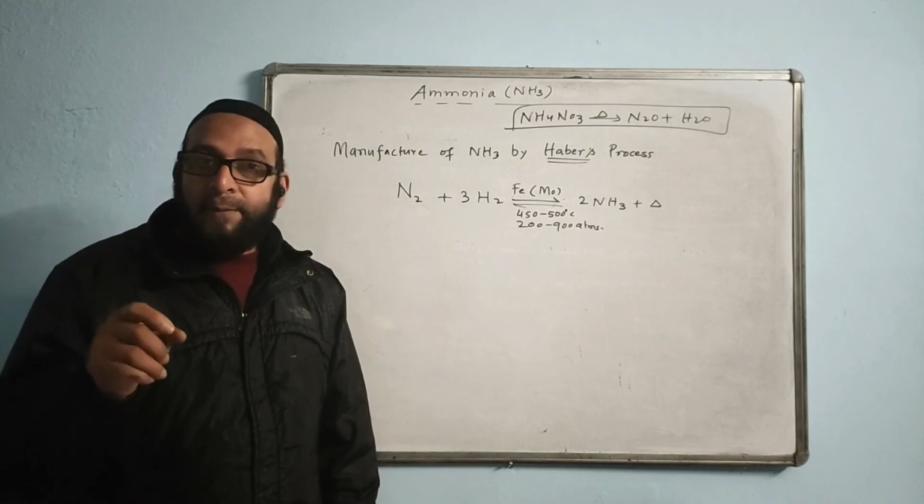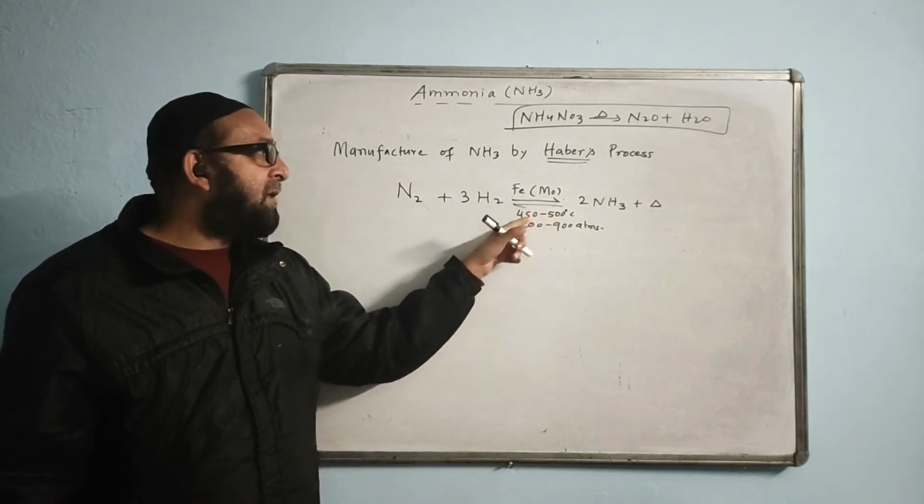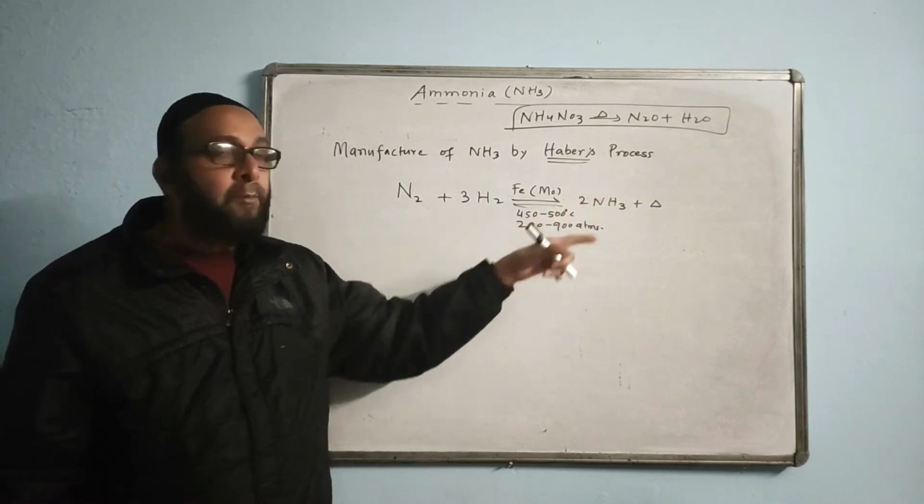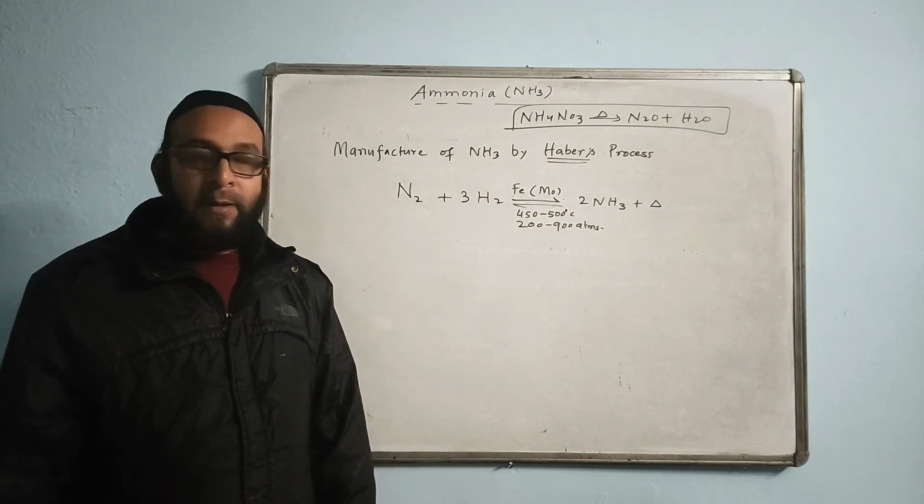The meaning of optimum is the one giving maximum output. This is the most suitable temperature to get ammonia in the largest quantity. That's why it is called optimum.